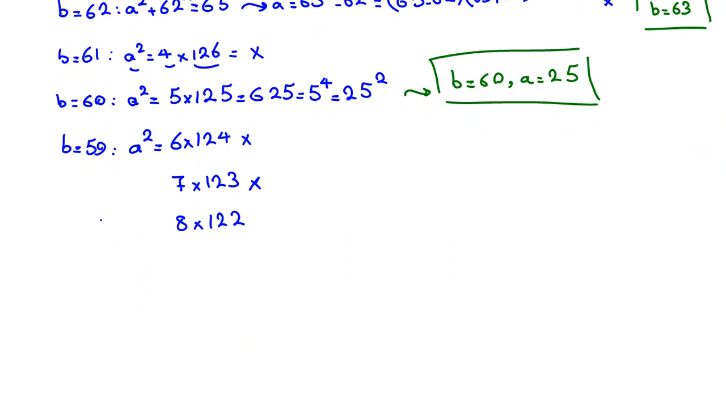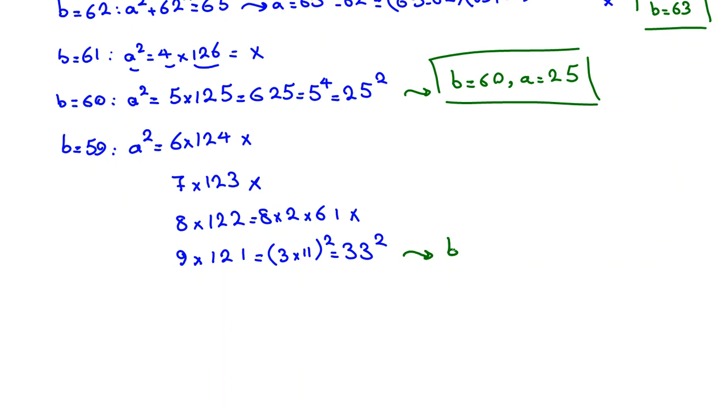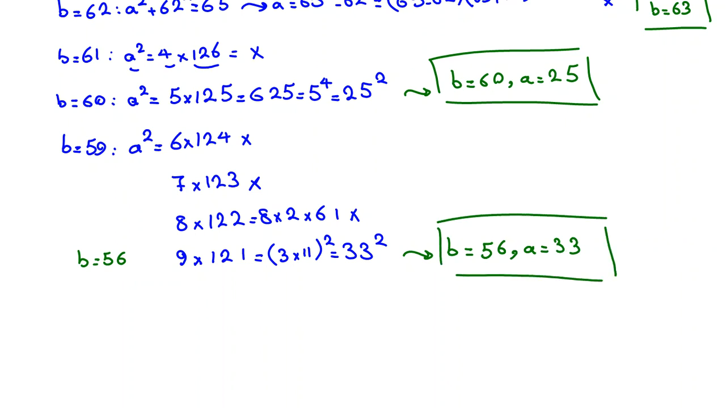Okay, 58, 57. Now, if you consider that 8, it will be 8 times 2 times 61. 8 times 2 is a perfect square, 61 should be a perfect square, which it is not. Next one, 9 times 121. Again, it's good, because it will be 3 times 11 squared, which is 33 squared. So in this, B will be 59, 58, 57, 56, okay? B will be 56 and A will be 33. It is our third answer.